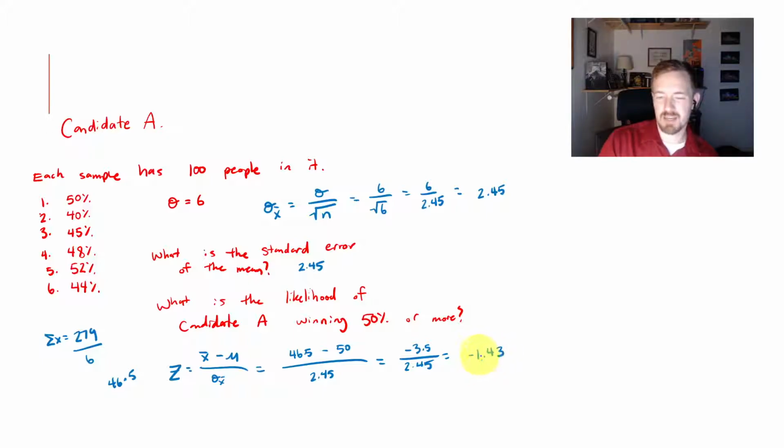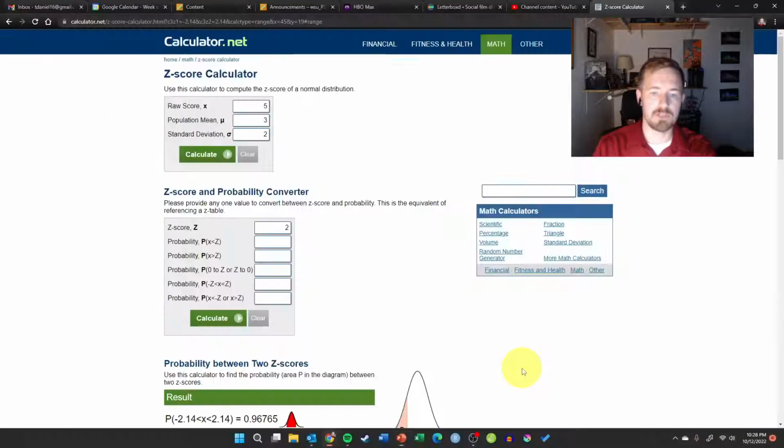So what does that mean? And honestly, again, the signs don't matter too much. What matters is this absolute distance away from the mean. Because remember, this is a z-score. We can think of this as a pure distance away from the mean. So what is the likelihood now that candidate A is going to get 50% or more whenever they have a z-score of 1.43? We're going to pop over to our calculator now.